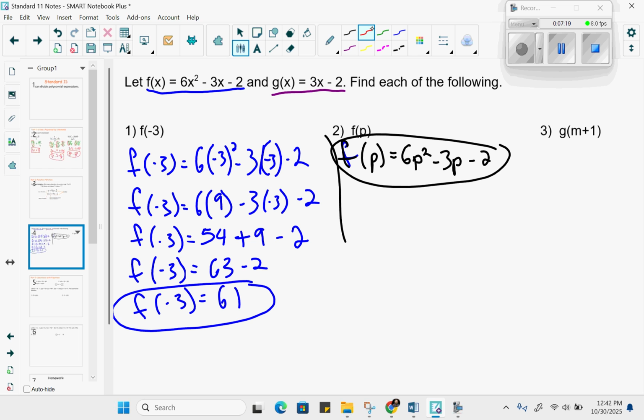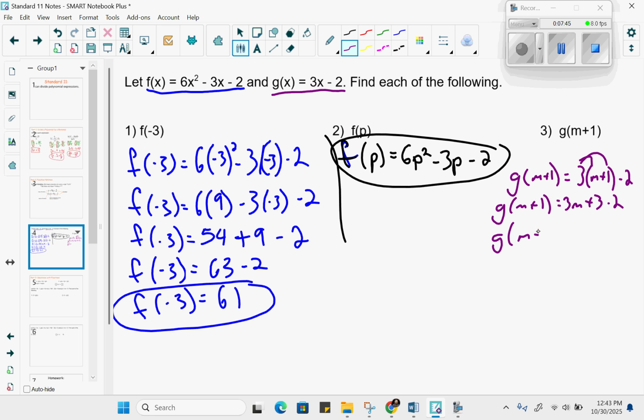Last one here is g of m plus 1. I'll do it in purple. So we had g of x. So g of m plus 1. We took out the x and put in m plus 1. So 3 times m plus 1 minus 2. Distribute. 3m plus 3 minus 2.